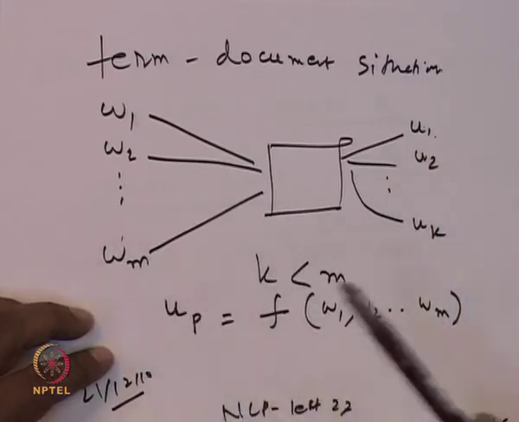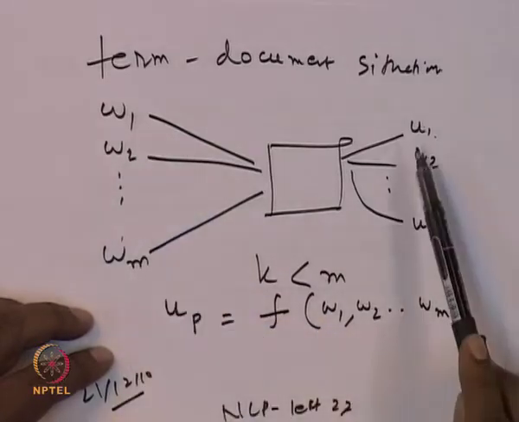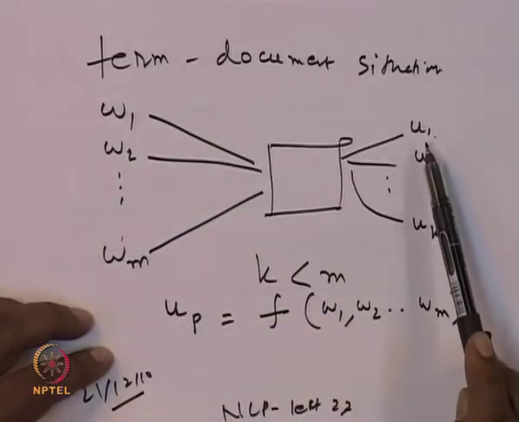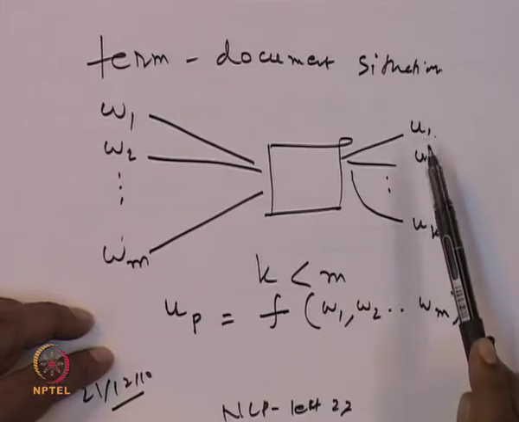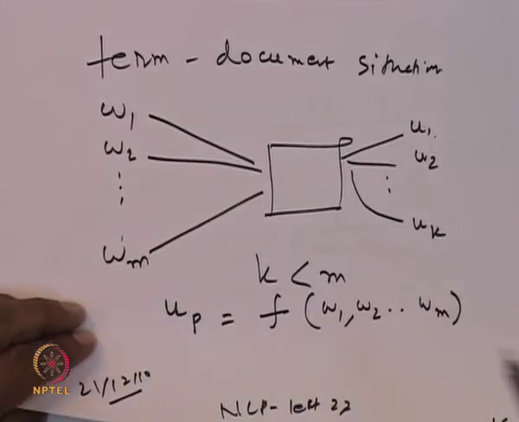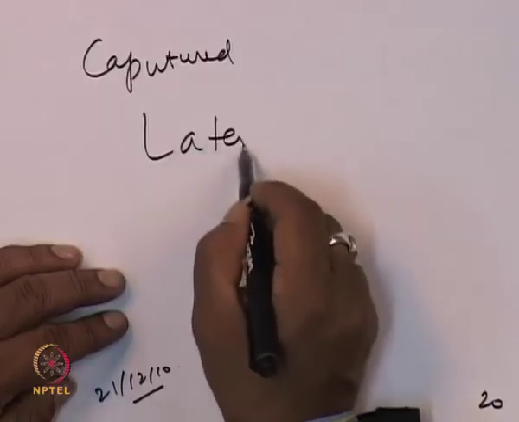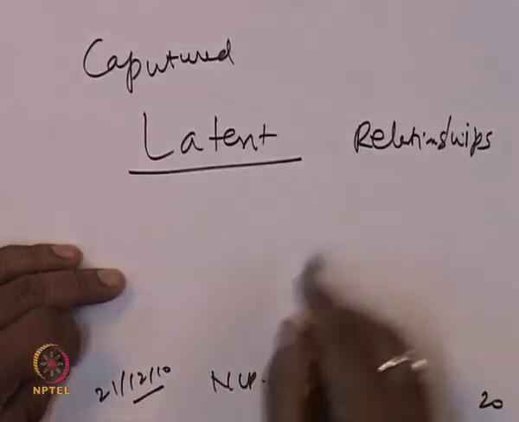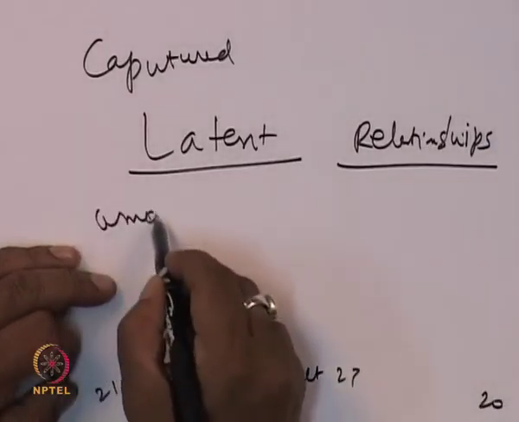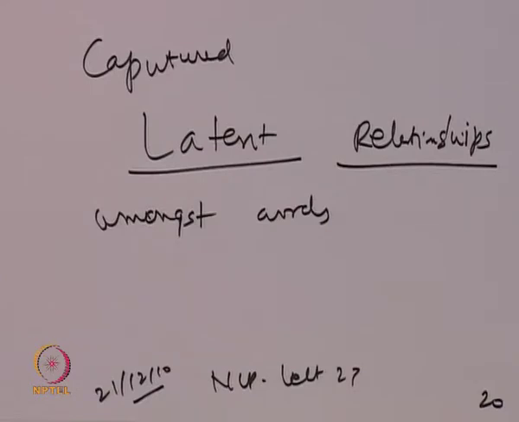Now, instead of decision making on individual words, we capture the relationships between words, and these related words are used for decision making. So, we say that we have captured the latent relationships amongst words. That is where the term latent comes from. They were latent in the words. Latent relationships are captured.